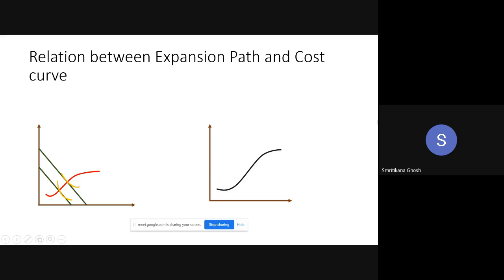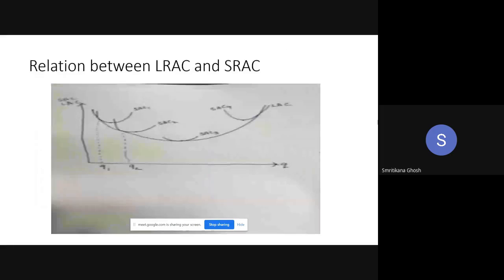Okay. Any problem with these two diagrams? No, ma'am. Then the next one. Okay.